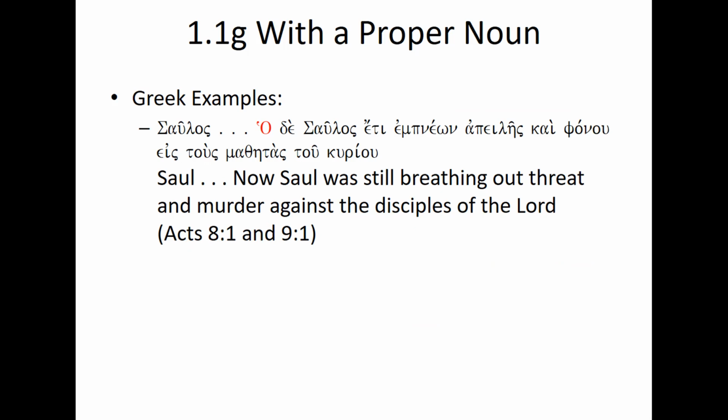Acts 8:1 and 9:1, talking about Saul. So in 8:1, we have Saulos without an article. In 9:1, when he's mentioned again, now that he's known, ho de Saulos. Now Saul, eti empneon apeiles kai phonou eis tous mathetas tou kuriou. Now Saul was still breathing out, kind of literally here, threat and murder against the disciples of the Lord. So the first time we see Saul show up in Acts, there's no article. The second time, there is an article.